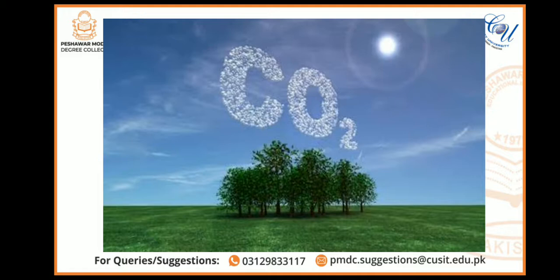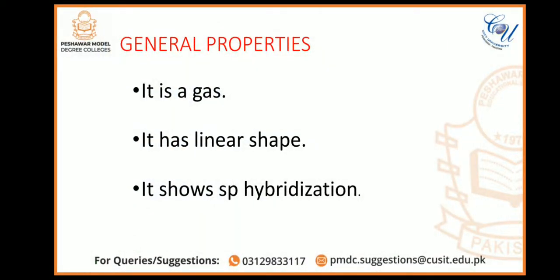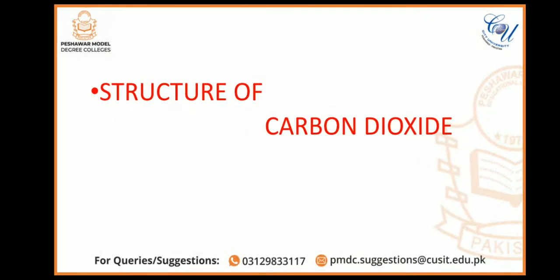So dear students, first of all, we will talk about carbon dioxide, which is a very important oxide of carbon. Its general properties are that it is a gas, it has linear shape, and it shows sp hybridization. So first of all, we will focus on the structure of carbon dioxide.